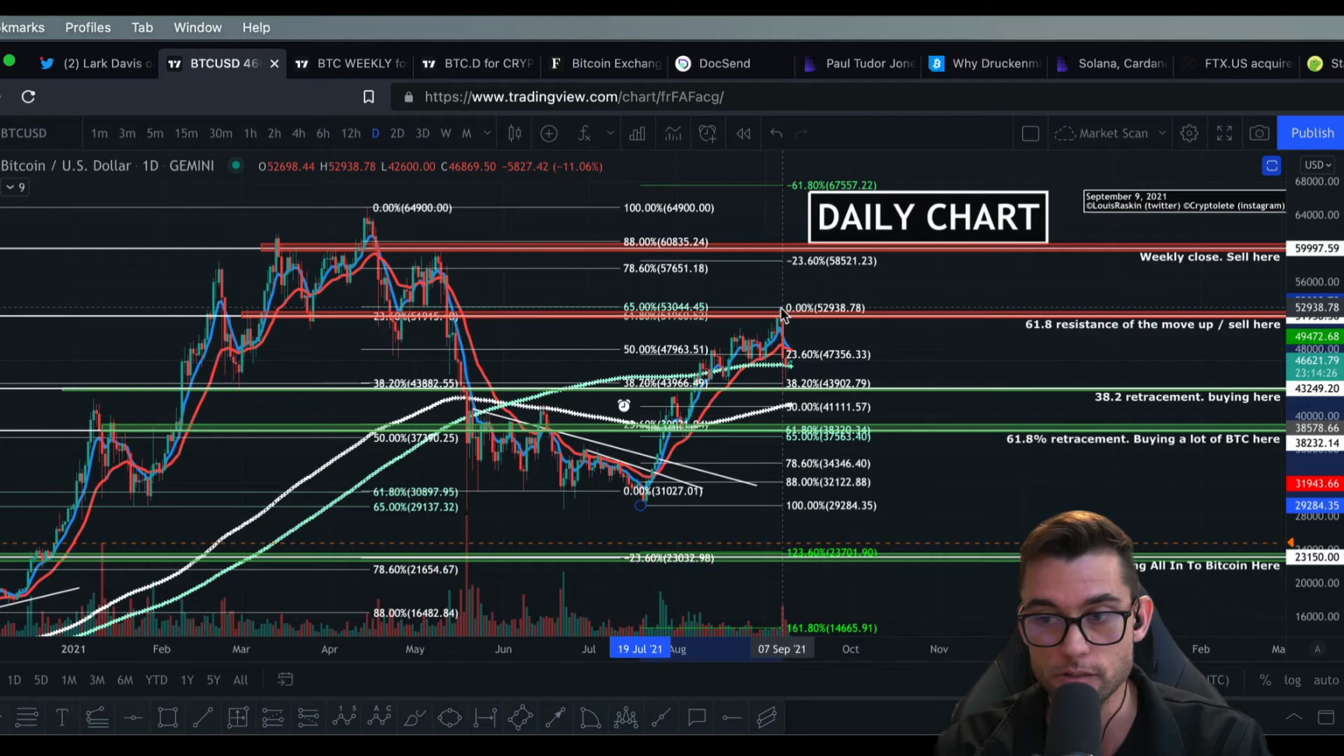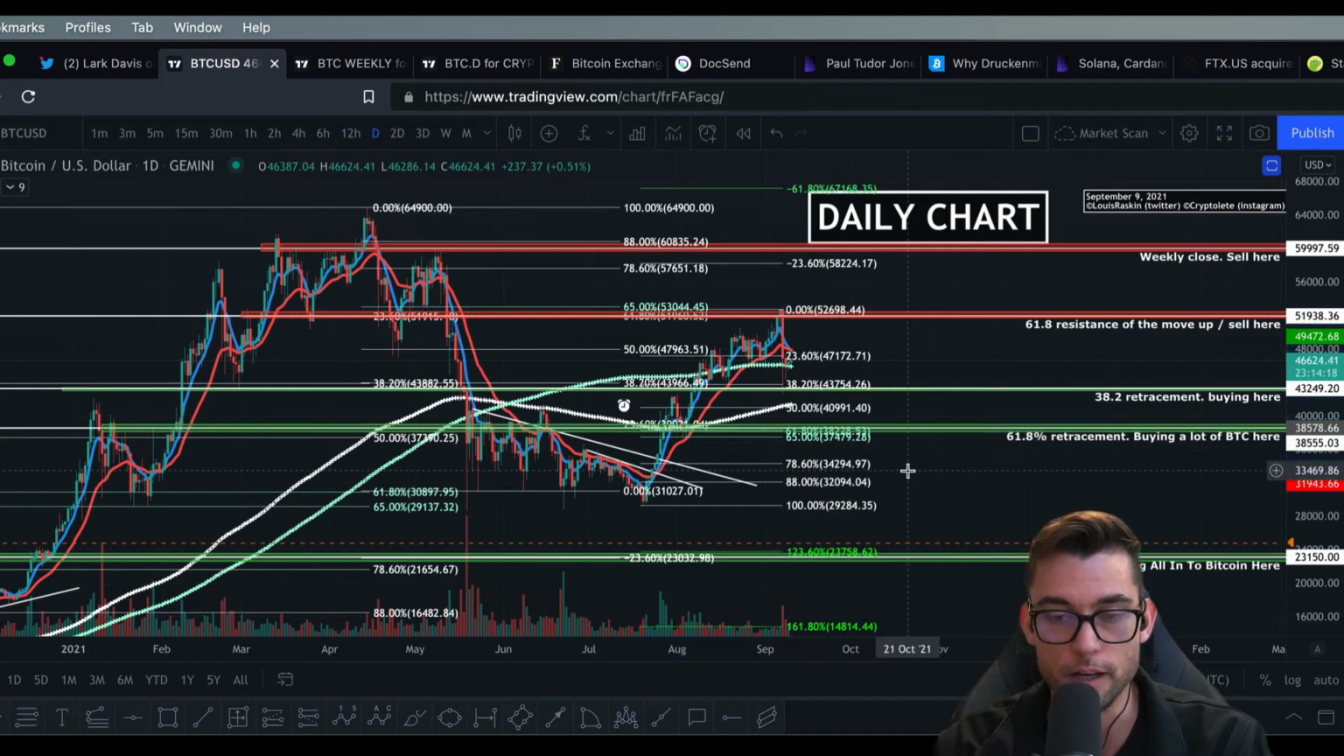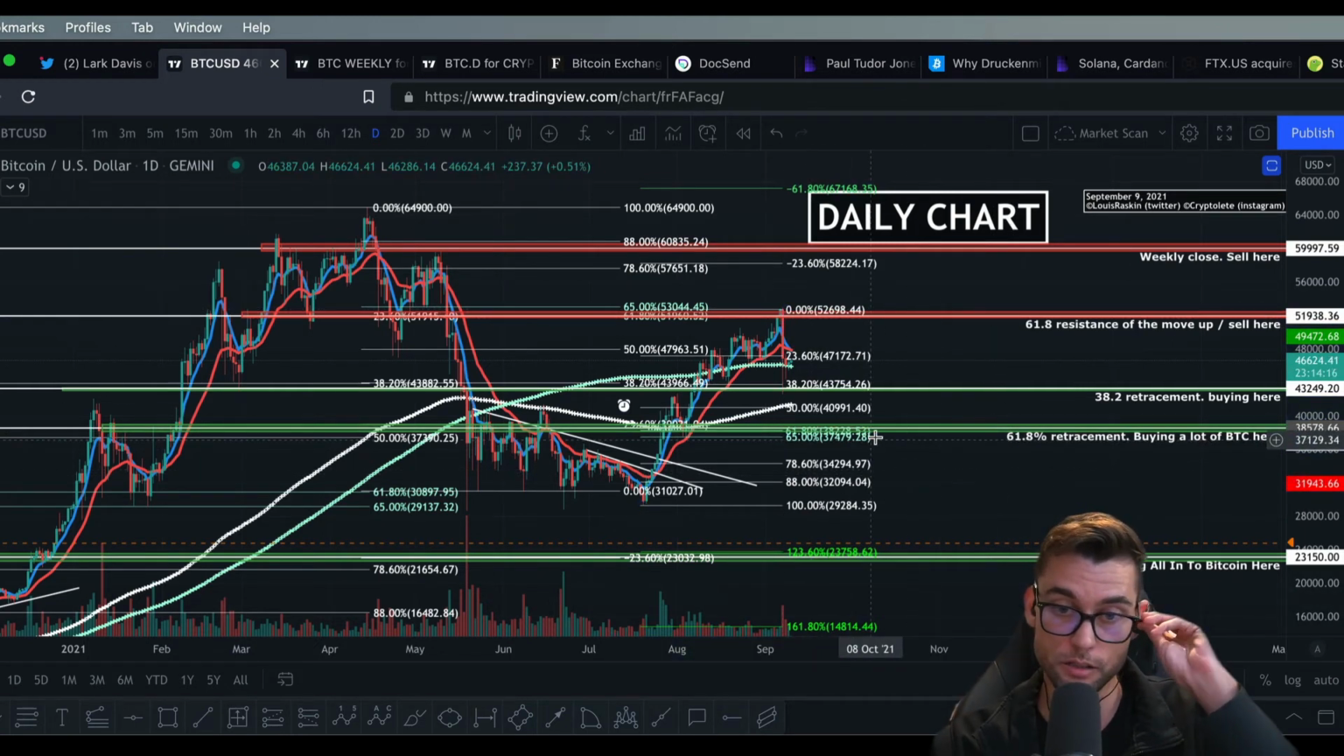So yeah, just around 38 something. I'll probably want to front run it, so I'll probably bring it a little bit higher. But still, yeah, these are my two buy zones for Bitcoin.